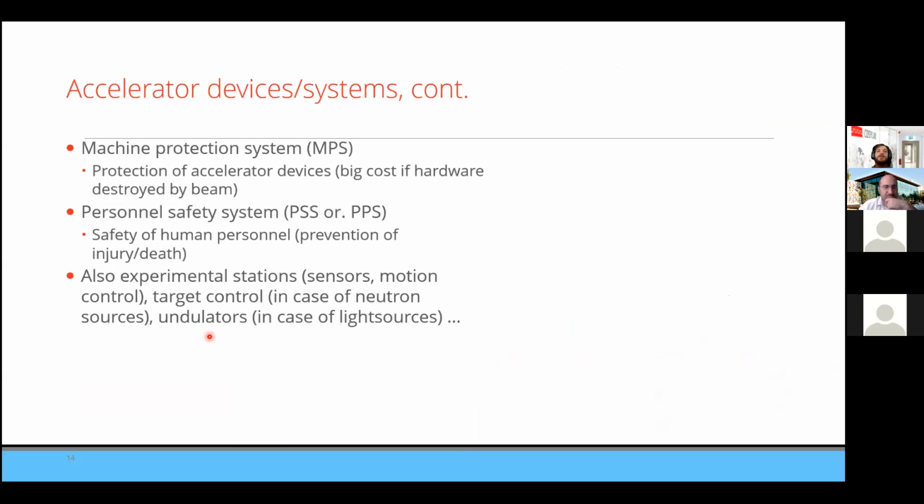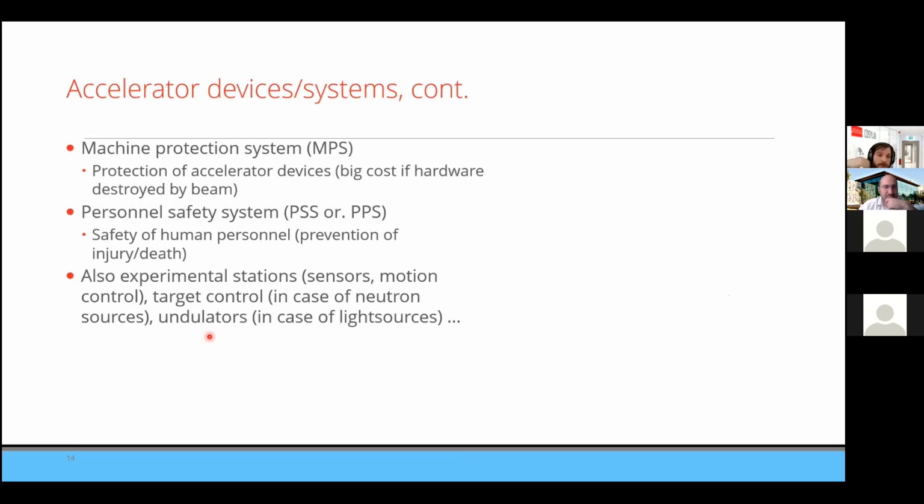Okay, some other devices that are very important to the accelerators and the control systems is the machine protection system. Basically, this system protects the device. So yeah, typically the required response time is a couple of microseconds.